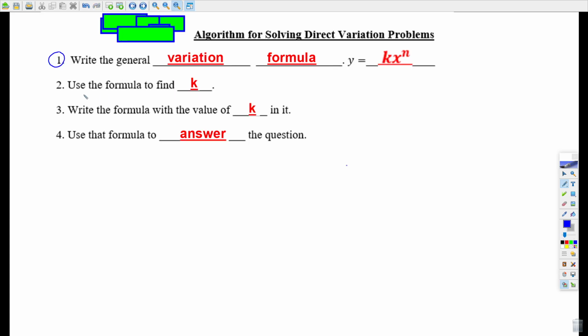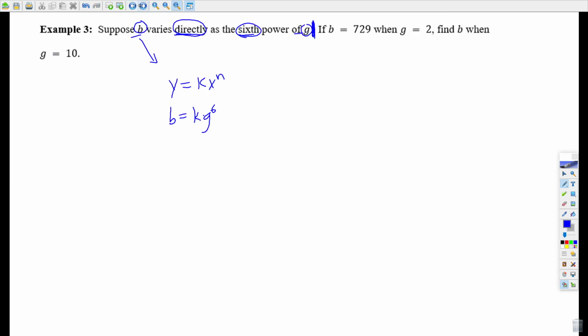Now we're going to go to the next step. Use the formula to find K. That's going to be the next part they tell you in the sentence. So we stopped here. We can keep going. If B is 729, when G equals 2, stop again. They gave us enough information to find K. Plug in B, 729 equals K we don't know, but we know G in this case is, man, even I wrote G. It's 2. 2 to the 6th. And then we do the same thing we did before.